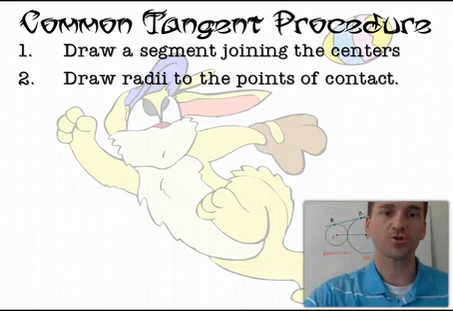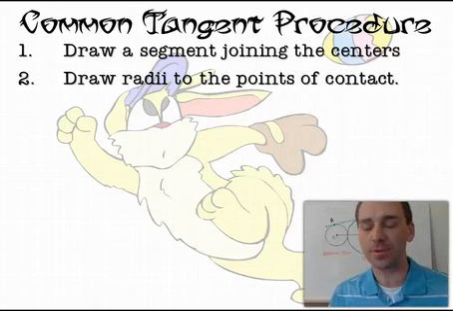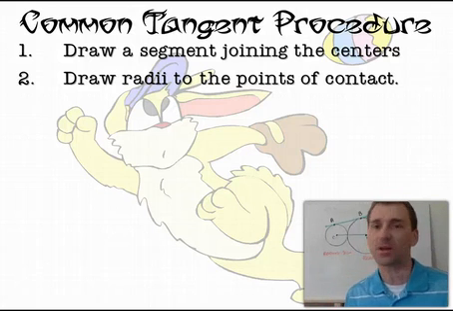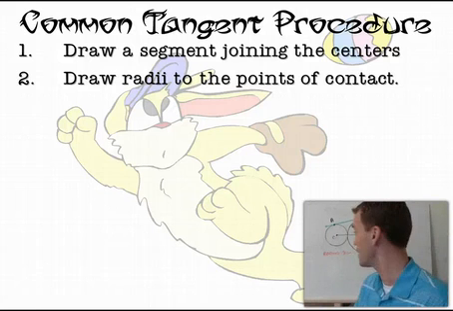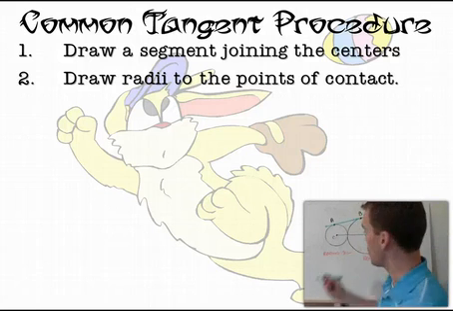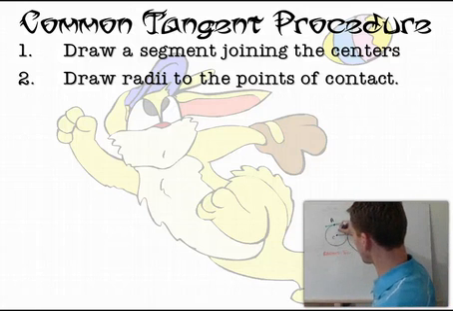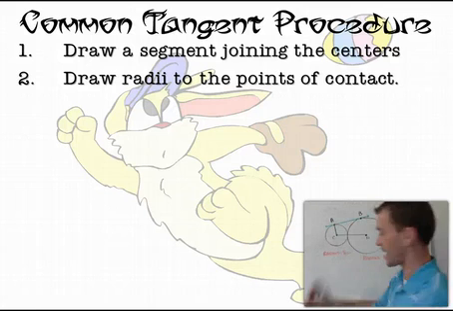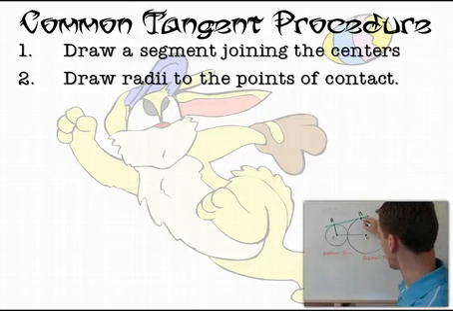Step number 2, draw the radii to the points of contact. Now again, please make sure your pictures are as accurate as you possibly can. I'm not saying they have to be perfect circles, but make them pretty darn close because this helps tremendously. So, when you draw the radii to the points of contact, that means from center C, I'm going up to that point of contact, exactly like that, guys. And then from this center to that point of contact, I'm going to draw it like that.